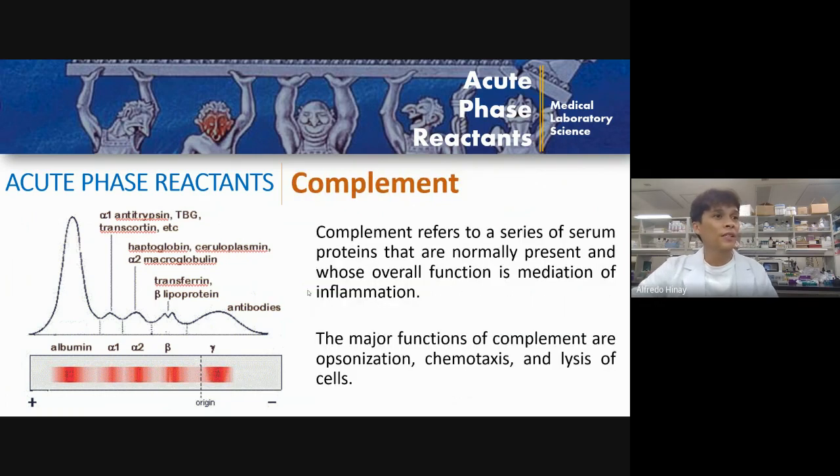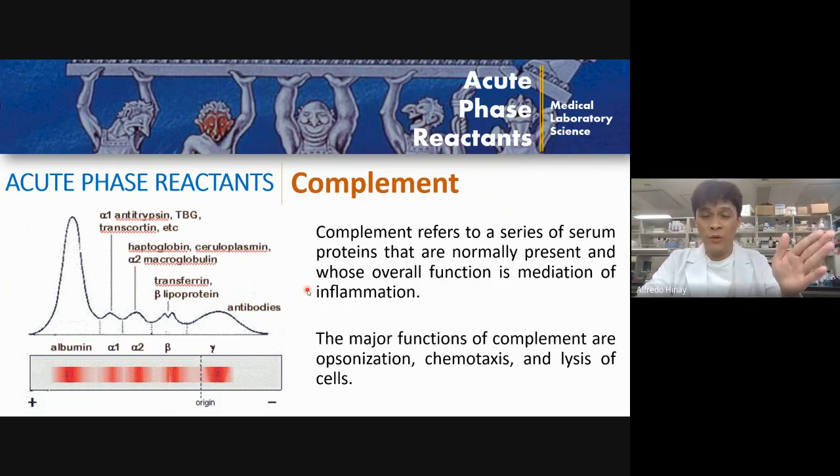And then lastly, you have your complement. Your complement refers to a series of serum proteins that are normally present and whose overall function is to mediate inflammation. Though we will have a separate discussion of this one, class, because complement is very important. But I usually mention it already, right? For example, you have your antibodies. When you have antibodies, your complement proteins will be activated.